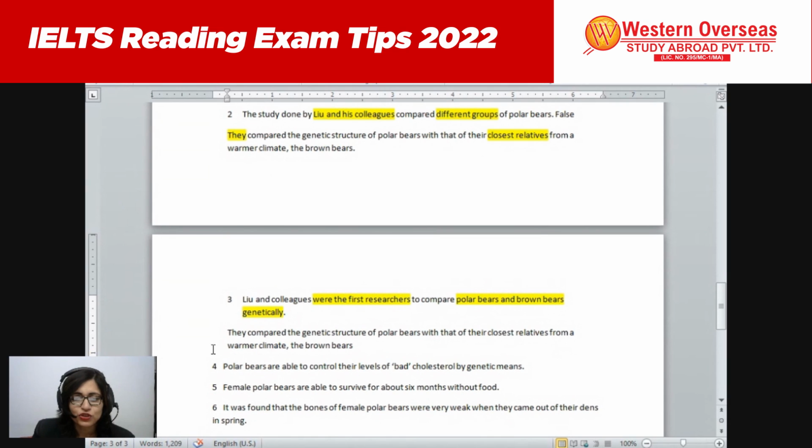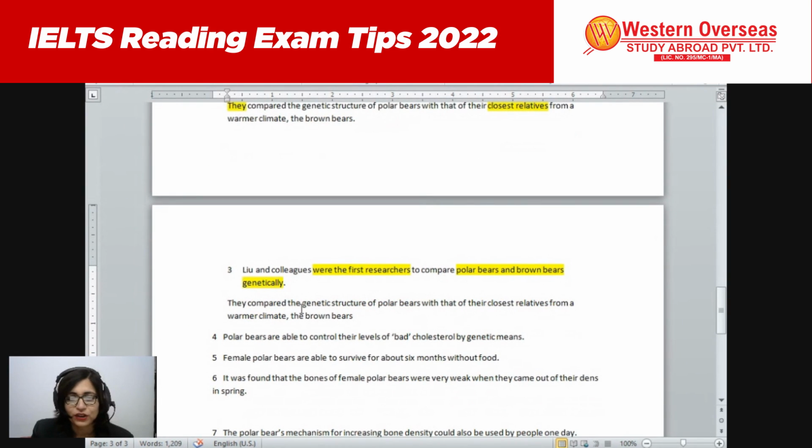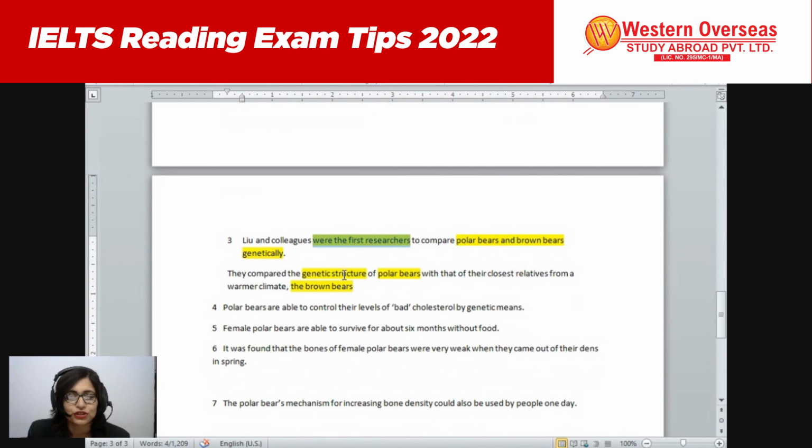But they compared. If you check here, in the last question we discussed different groups of polar bears, but they are making a comparison here, and a comparison is required. So yes, they are talking about polar bears. Yes, they are talking about brown bears. Yes, I have polar bears and brown bears. They are comparing genetically. So yes, genetic structure is also mentioned here. Correct. Now they are saying were the first researchers, candidates. Tell me where this keyword is given, were the first researchers.